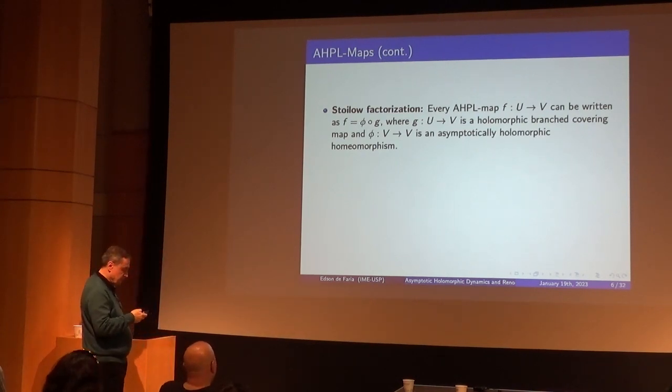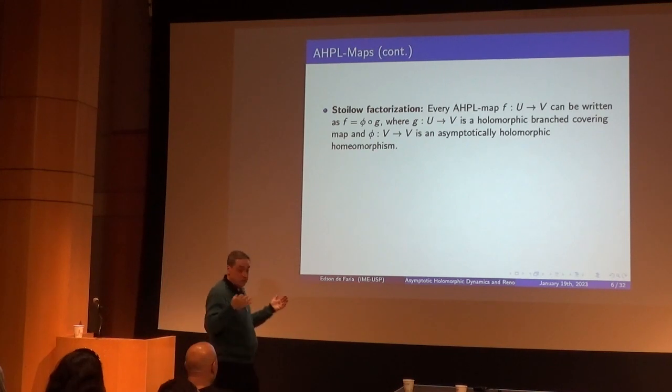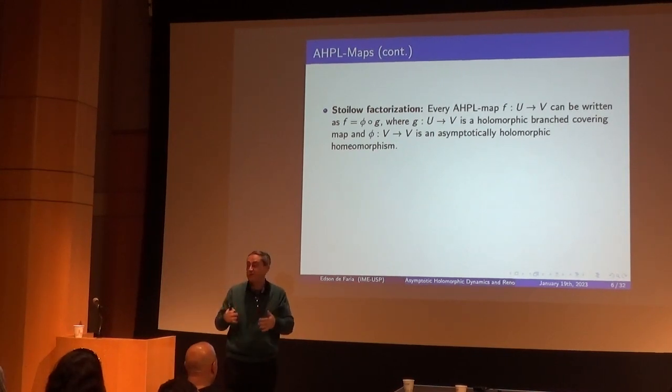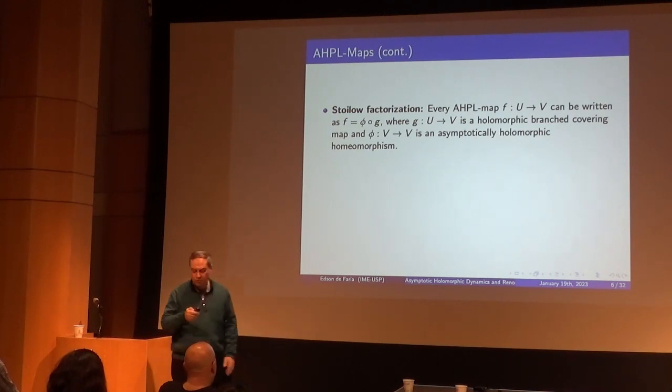And in this case, this phi is not merely quasi-conformal, it's actually asymptotically holomorphic. Near where? Near the image under G of the set that I called lambda before. But in our case, G is going to preserve lambda, so it's going to continue to be asymptotically holomorphic around lambda.